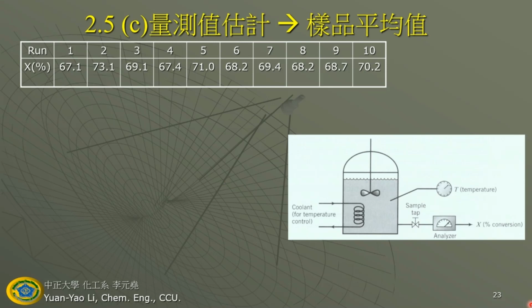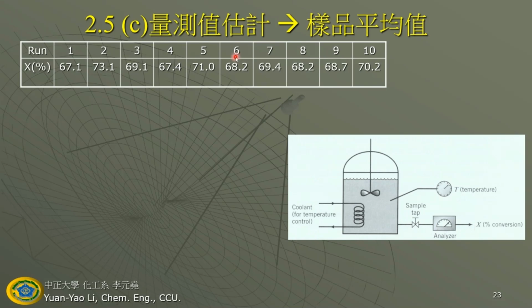So, if I ask 10 students to do the same job, or if you are a student and you do this experiment 10 times, are you sure you will get the same answer for the conversion, X? Are you so confident you will get the same answer? I'm sure you don't. Even if I asked 10 students to run the same experiment, I don't think the 10 students will get the same answer.